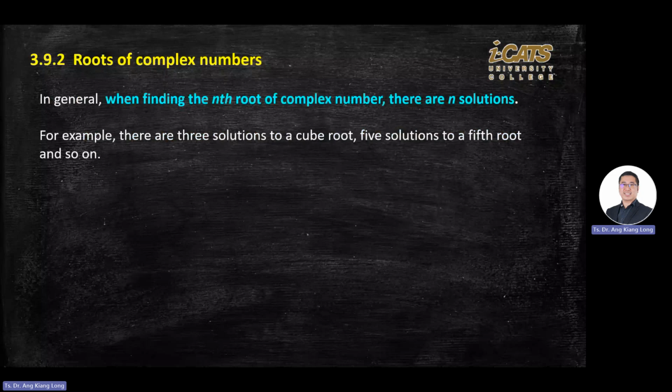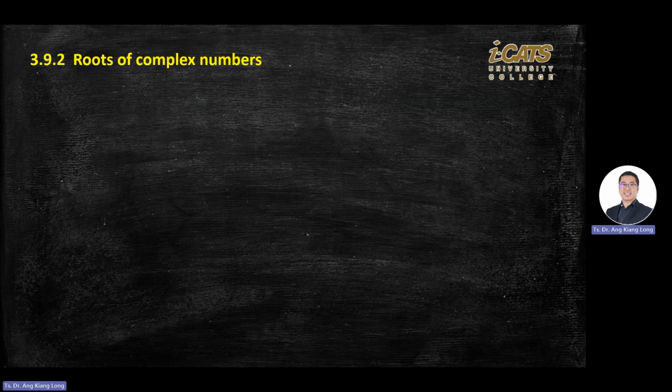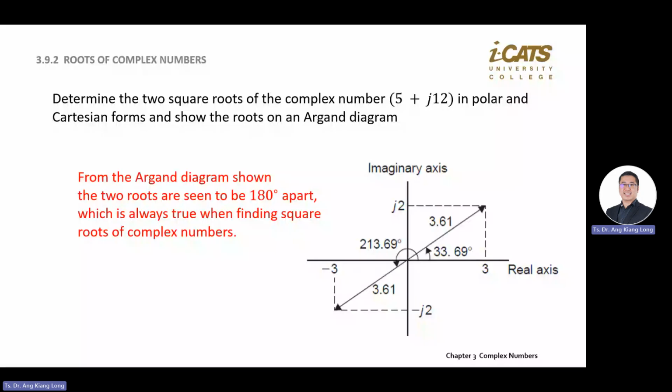Okay. So when finding roots of a complex number, there will be n solutions. What does it mean? For example, if you need to find 2 square roots, it means you have 2 answers. If you need to find a cube root, you have 3 answers. And fourth root, you get 4 answers, and so on.